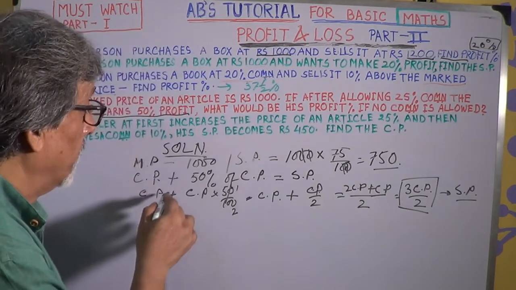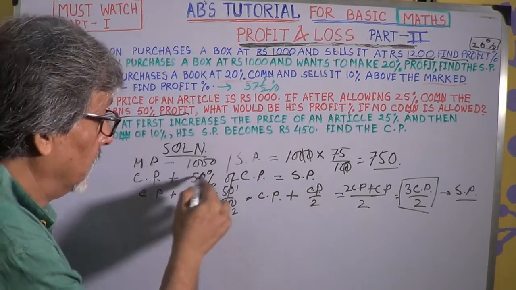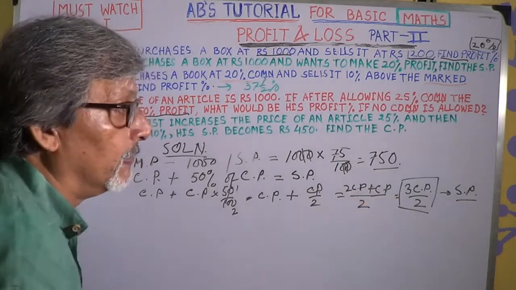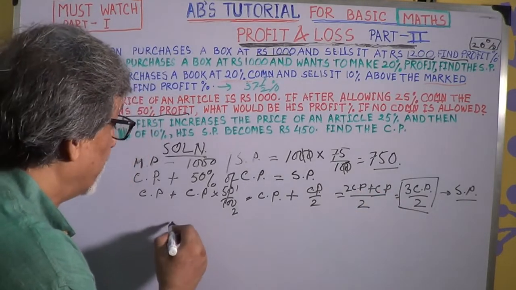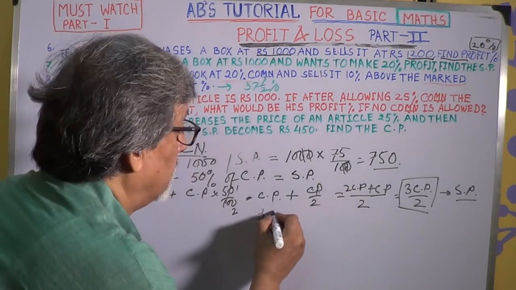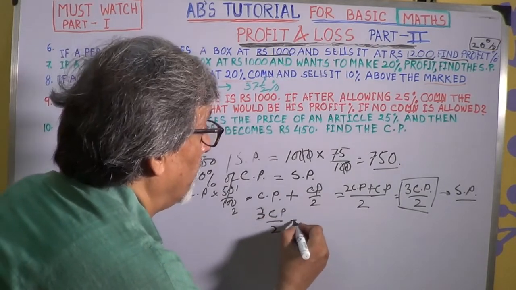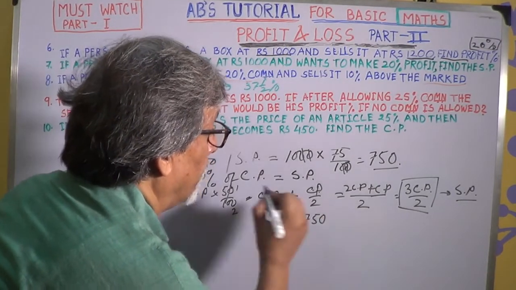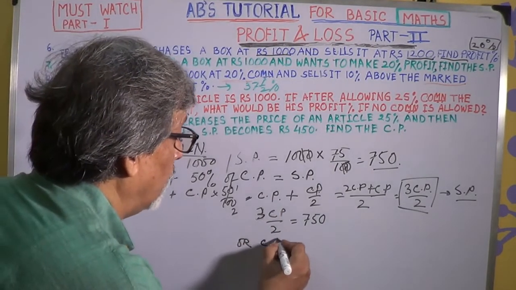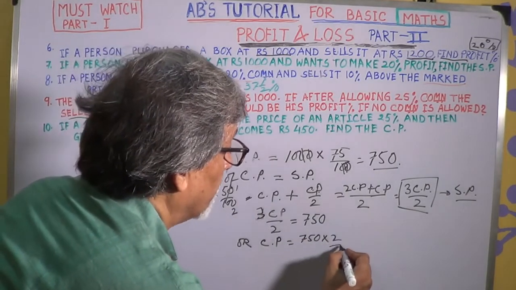CP plus CP by 2, that is CP into 50 by 100, 50% of CP. So this becomes our 3 CP by 2. From the problem we can write that 3 CP by 2 becomes equal to rupees 750, and this gives us CP is 750 into 2 by 3.